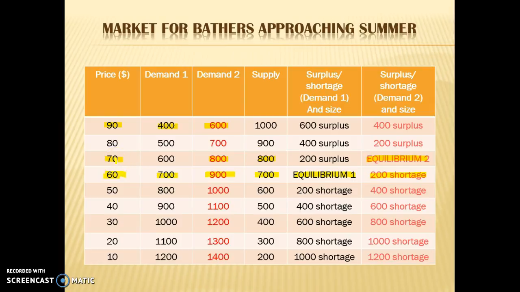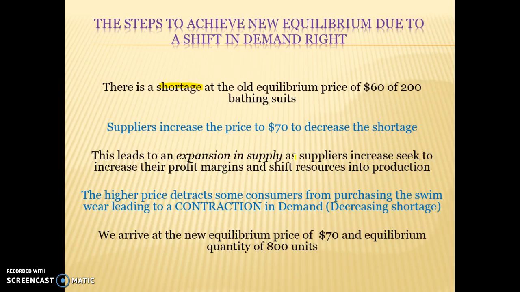If we charged this price back in spring, when demand was only 600, we would have had a surplus of 200 units. So, step 1, there's a shortage at the old equilibrium price. Step 2, suppliers increase the price to $70 to decrease the shortage. It is the price that causes an expansion in supply. Because there's now a higher price on offer, some suppliers are willing to shift their resources into the production of bathing suits because they're motivated by profit.